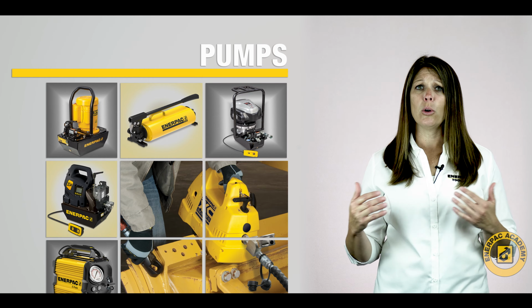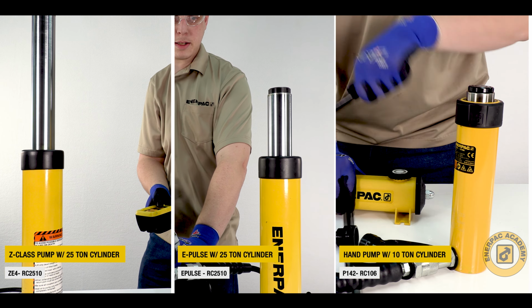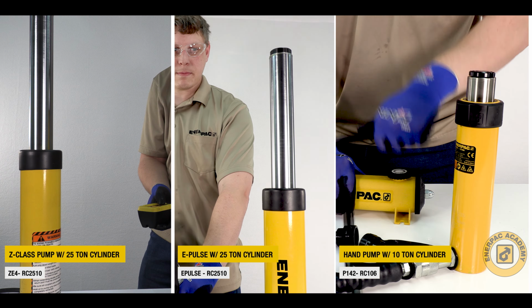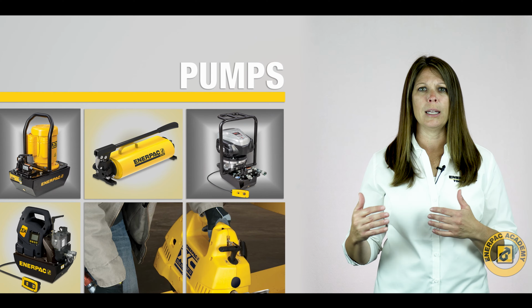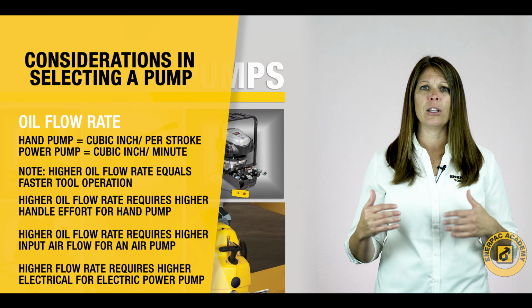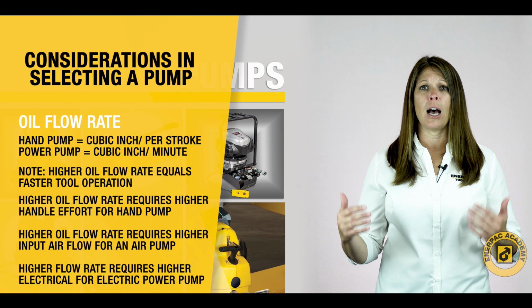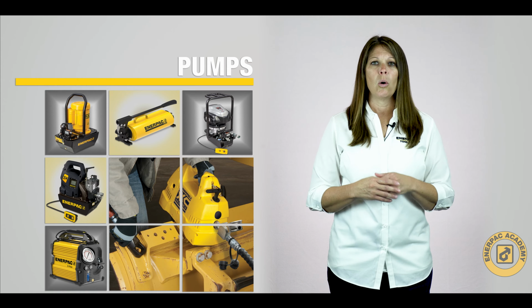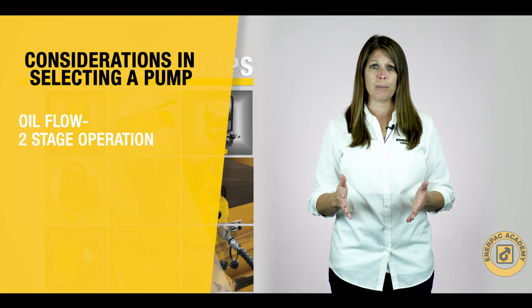First, the higher the oil flow rate, the faster the tool will operate. Also, the higher the oil flow rate, the higher the input power requirement to operate the pump. So for instance, the higher the oil flow rate, the higher the handle effort will be for a hand pump. The higher the input airflow will be for an air pump, and the higher the electrical power will be for an electric-powered pump. One final topic related to oil flow is two-stage operation.